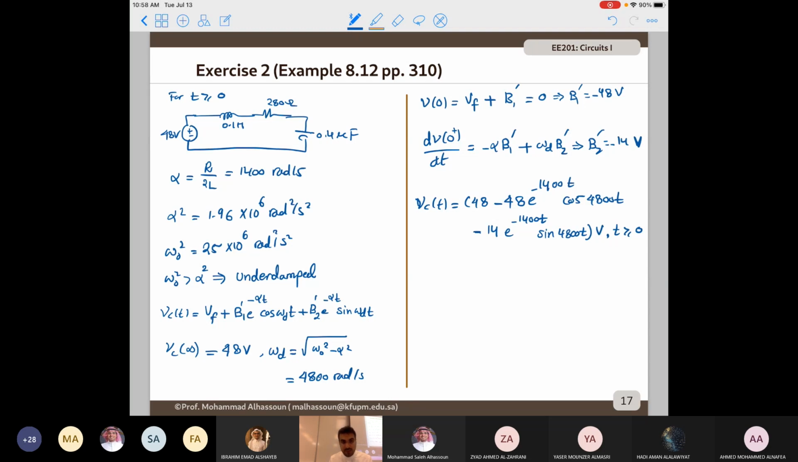Now the initial value, we know that the initial value is 0. If we substitute t equals to 0, the first term is constant, so it will be there. The second term, evaluated at t equals to 0, is going to give us minus 48. And the third term, evaluated at t equals to 0, is giving us 0. So 48 minus 48 is 0. So this one is clearly the solution for this problem.